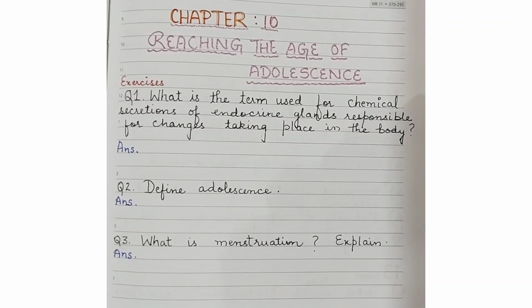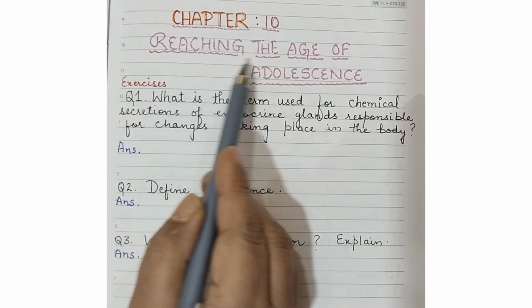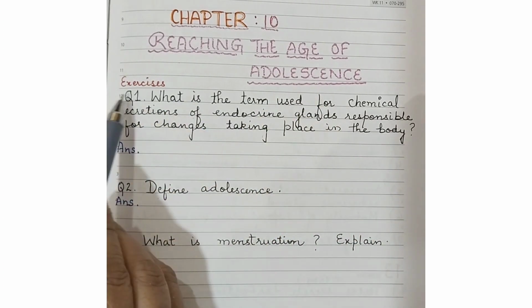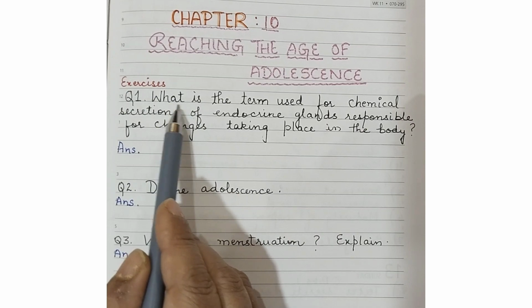Hello, my dear students. Today we are going to start our chapter 10, Reaching the Age of Adolescence. Exercises of this chapter. Question number 1.